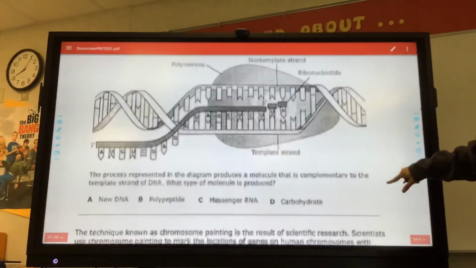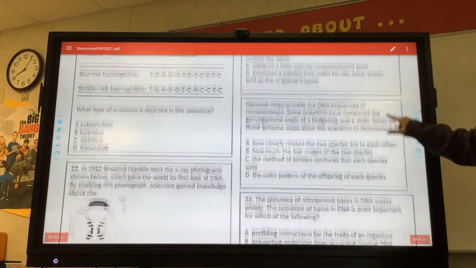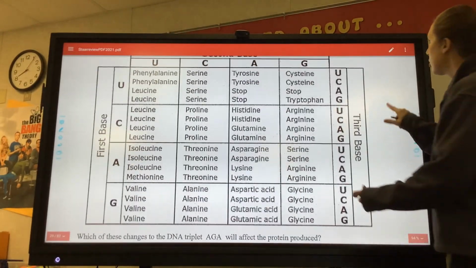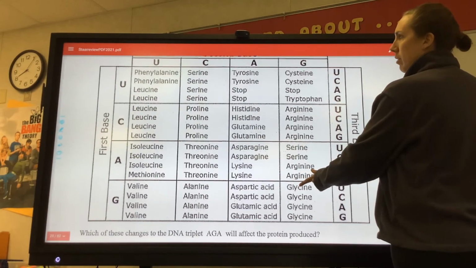I want to get to the codon chart. I thought I gave... okay, here it is. Turn to page 29 real quick.